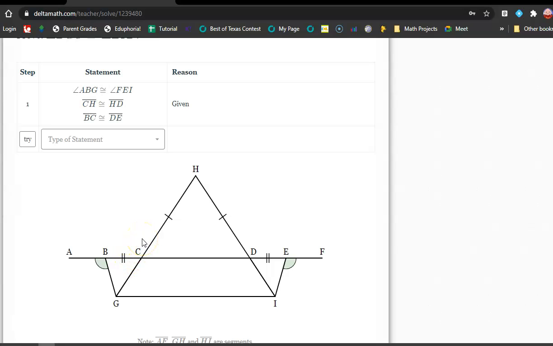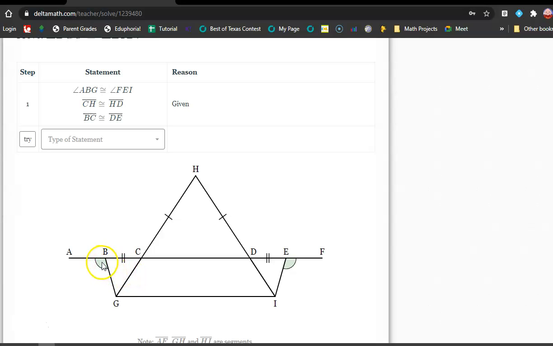So what can I do? I need to get another angle. I need to get another side, something. So let's take a look at this. I always like to start with the sides. I find them easier. So do I have any other information about any of the sides? About side BG or CG? Do I have any information about sides? And no, I don't. Okay, so that means we're going to look at angles.